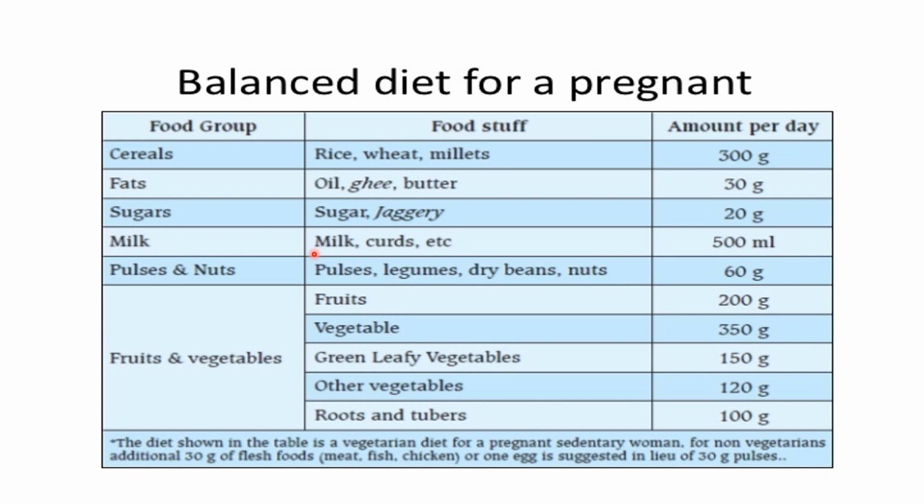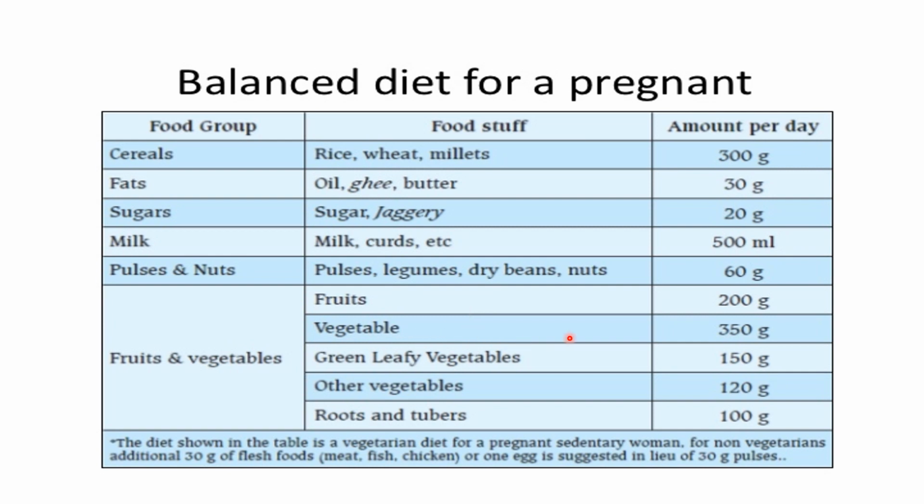And milk or milk products, she can take curd or something. 500 ml in a day should be given to the mother. And pulses and nuts, she can consume pulses, legumes, dry beans, nuts, for example cashew nut, badam, all those things she can use. So this requirement is 60 grams per day. Fruits 200 grams in a day. This you can give as per her preferences.